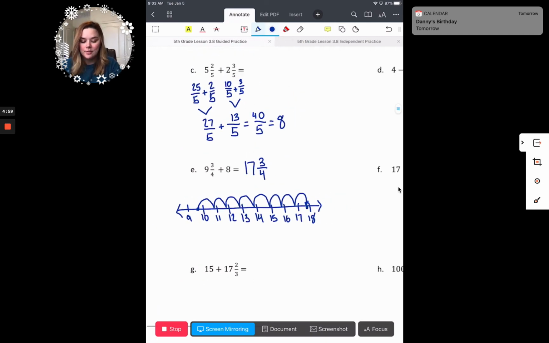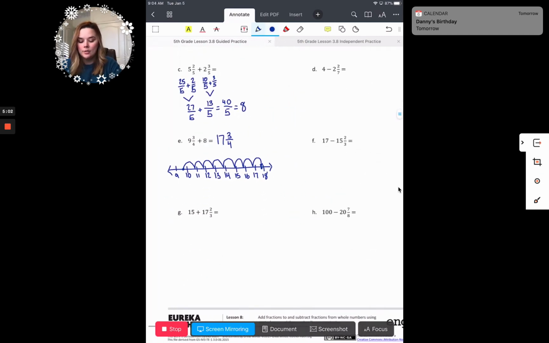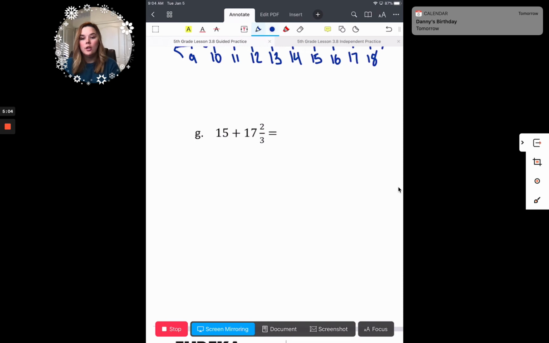So I want you to take a minute and solve G on your own. You can use any method that you like. You can use just the adding, you can use a number line, you can use turning them into improper fractions. Completely up to you. Take a minute and solve that, and then you can pop back in to check your answer.